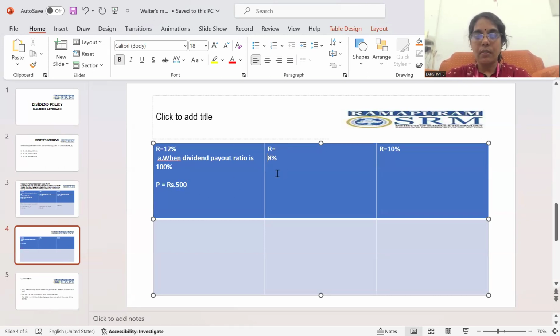Here the price of the share will be the same, rupees 500.